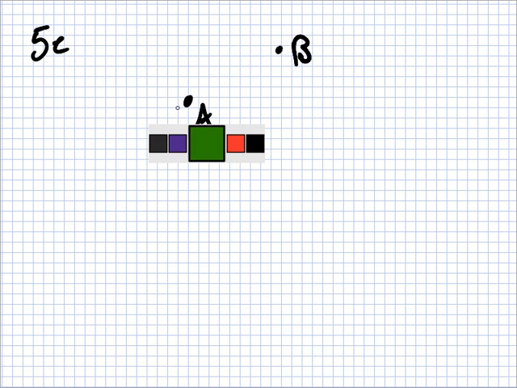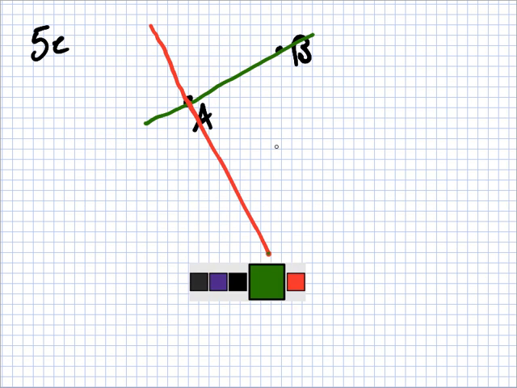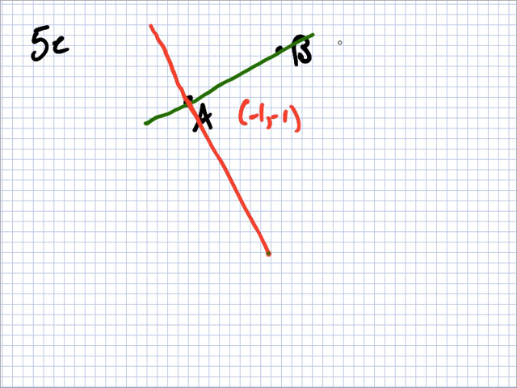The wording on the question is a bit weird as well. The line L contains A and is perpendicular to AB. So you've got A, you've got B, and the line L contains A and is perpendicular to AB. So there's AB, and then here is L, which contains A and is perpendicular to it. What is the point A here? It's (-1, -1), and B is (9, 6).